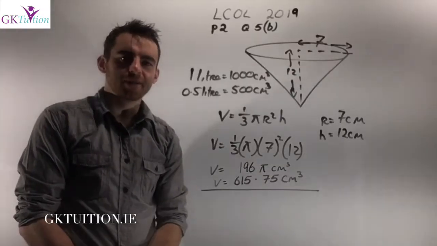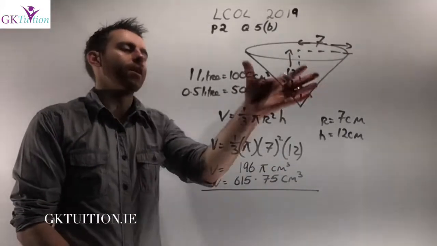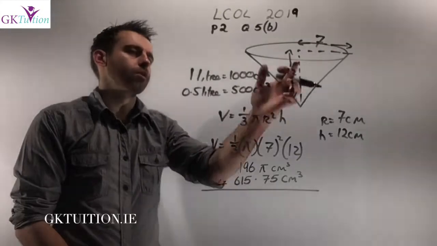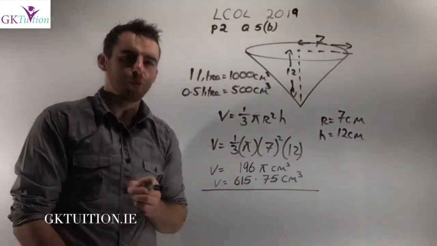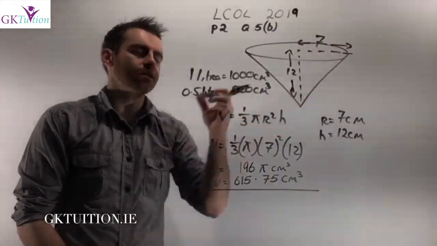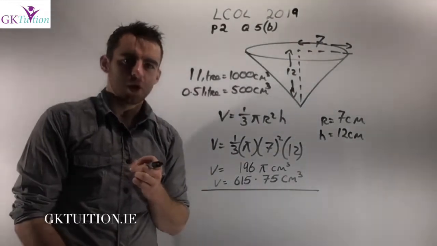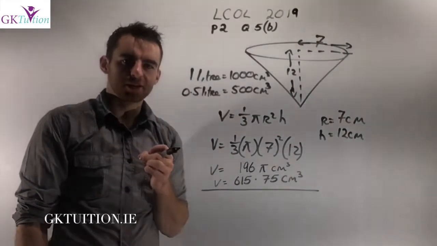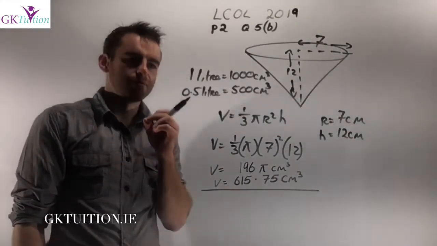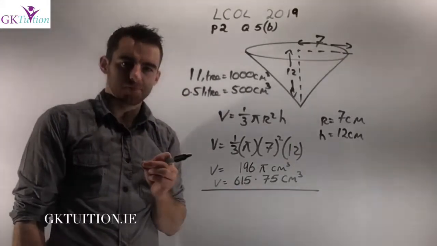Okay, in the second part of this question, we're given an inverted cone. We're told that the vertical height of the cone is 12 centimeters and that the radius of the cone is 7 centimeters. We're told that water is being poured into this cone at a rate of 0.5 litres per minute.